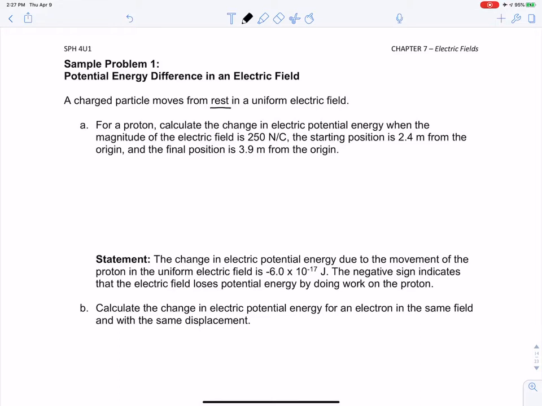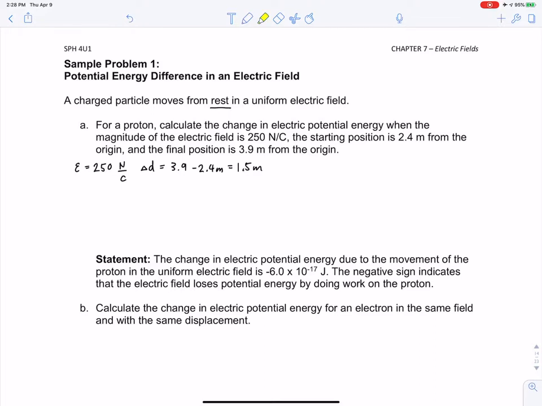We know the magnitude of the electric field is 250 newtons per coulomb. We know the distance covered by the charge. If it's moving from 2.4 meters from the origin to a final position of 3.9 meters from the origin, we can calculate it as 3.9 minus 2.4, which is 1.5 meters.